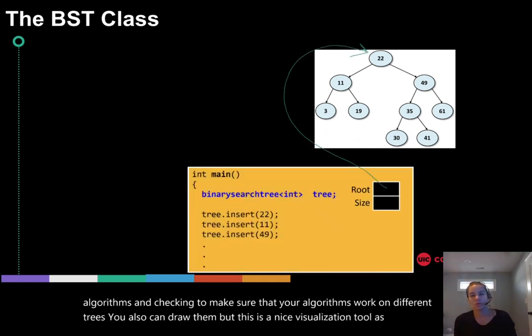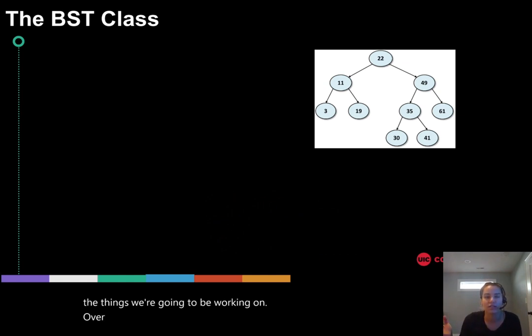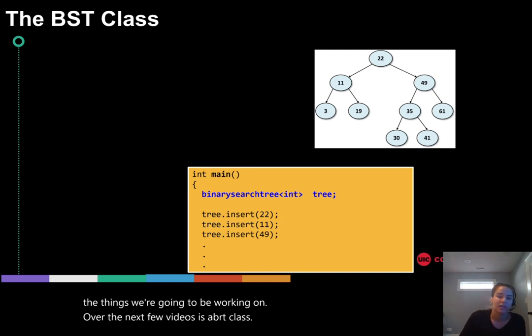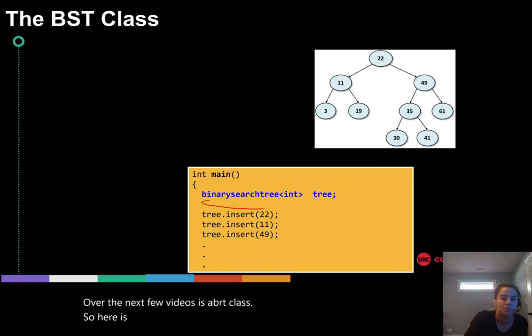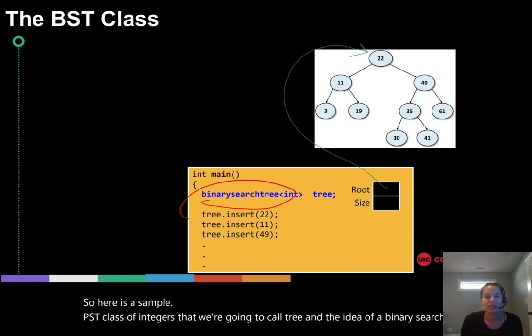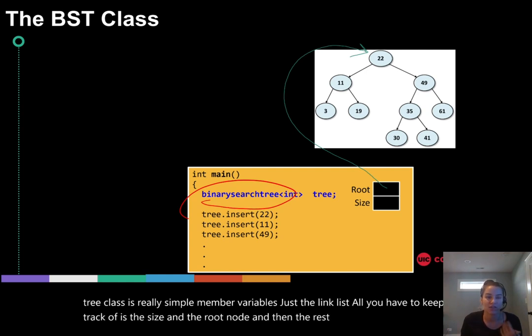One of the things we're going to be working on over the next few videos is a BST class. So here is a sample BST class of integers that we're going to call tree. And the idea of a binary search tree class is really simple: member variables, just like the linked list. All you have to keep track of is the size and the root node, and then the rest of it gets taken care of in the node itself, whether that's a struct or another class.